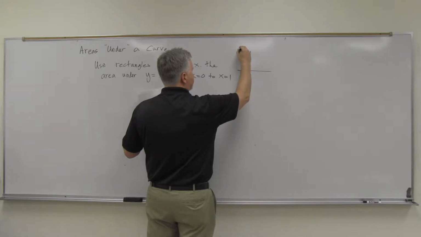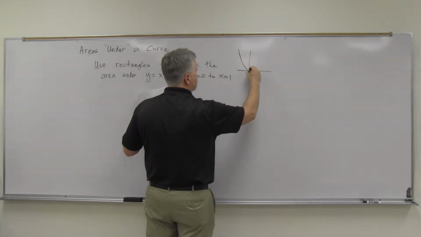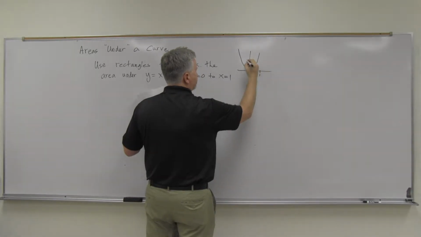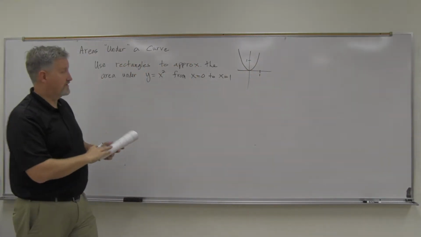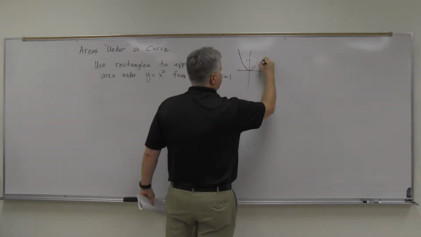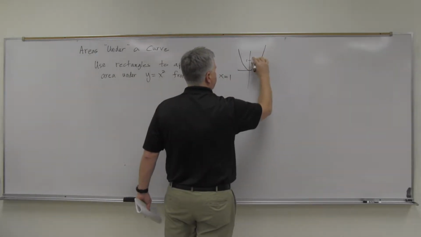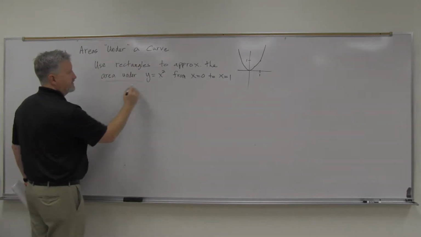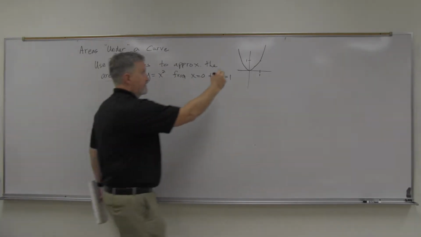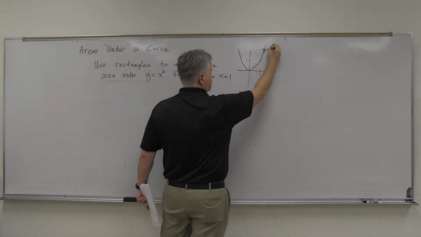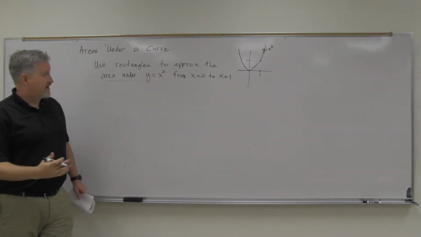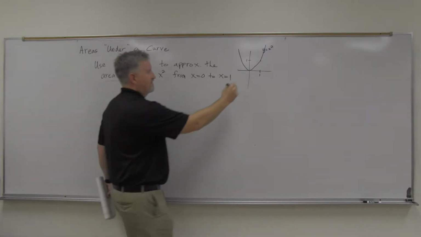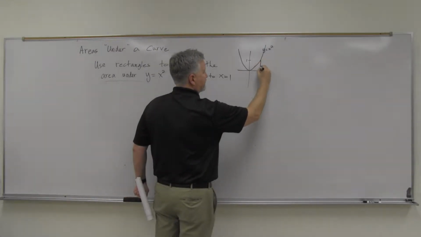So here's y equals x squared. Let's expand it out here. Make one a little more spaced out than we usually do. We should go through 1, 1. So when I say the area under that curve, that's y equals x squared, what area am I talking about? I'm talking about the area between the curve and the x-axis. So it's this area that I want to approximate right here.